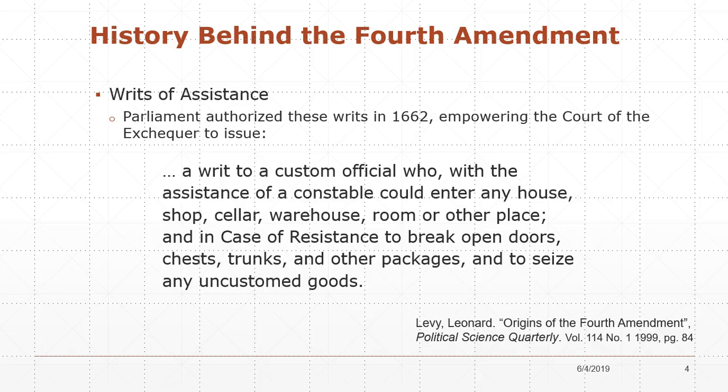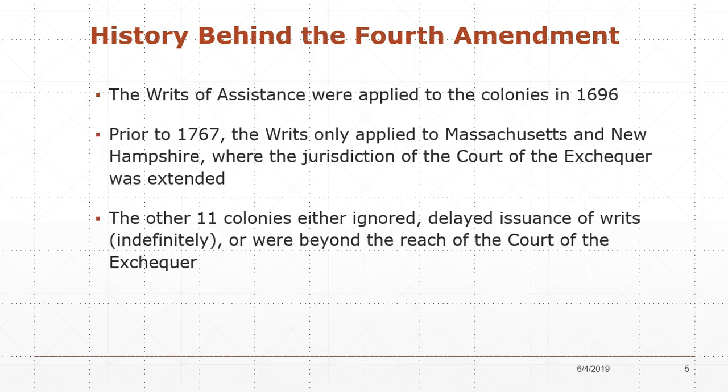Parliament authorized the writs in 1662, empowering the Court of the Exchequer to issue a writ to a customs official who, with the assistance of a constable, could enter any house, shop, cellar, warehouse, room, or other place, and in case of resistance break open doors, chests, trunks, and other packages, and seize any uncustomed goods.